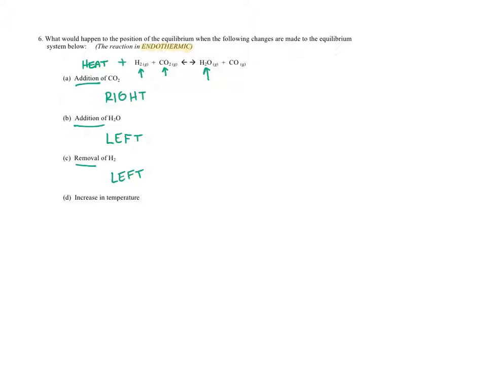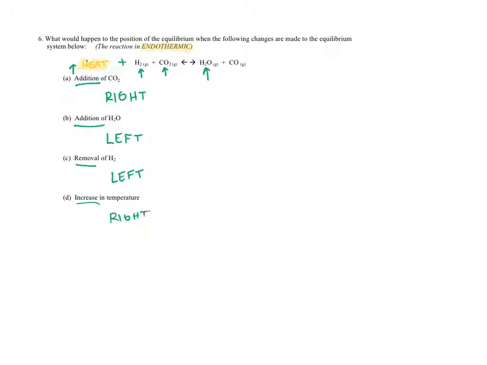And then finally, an increase in temperature. So remember, heat right here is considered a reactant in an endothermic reaction. So if you're increasing the temperature, think of it as you're adding heat. You're increasing the heat. So if we think of heat as a reactant, you're increasing the concentration of that reactant. The rule is the reaction will shift away. So in this case, it's going to shift towards the right.